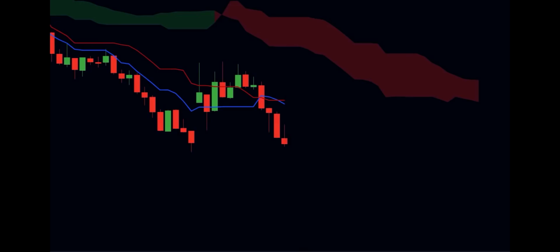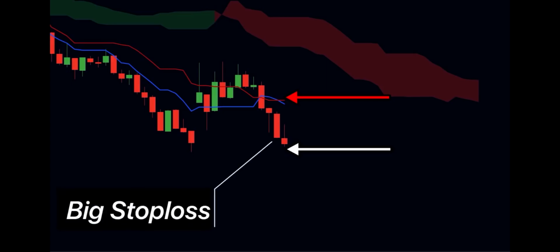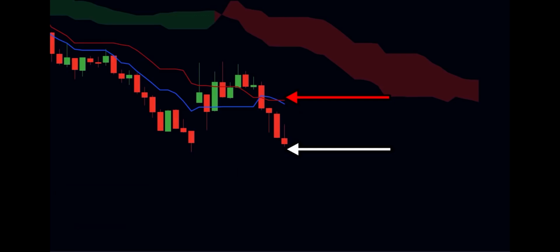According to our strategy, we will place a sell order below the low of this candle, and we will place our stop loss above the baseline. But if we do so, our stop loss will be huge, and we will have to also keep a huge target. So, it becomes a very risky trade. There is a solution for this problem.